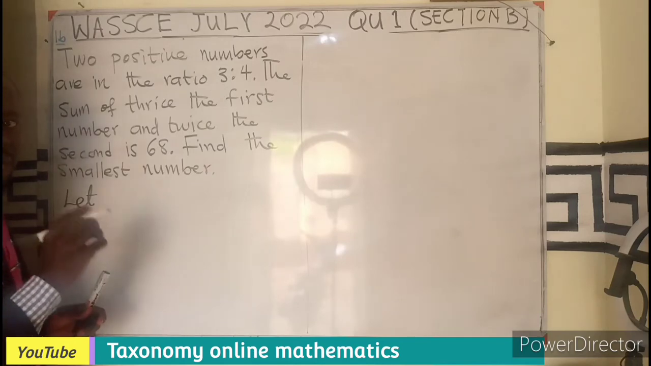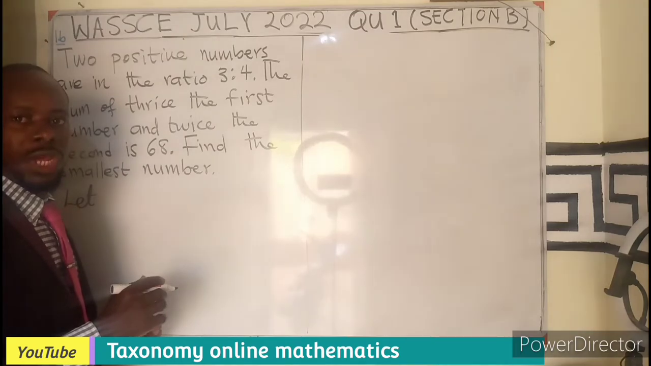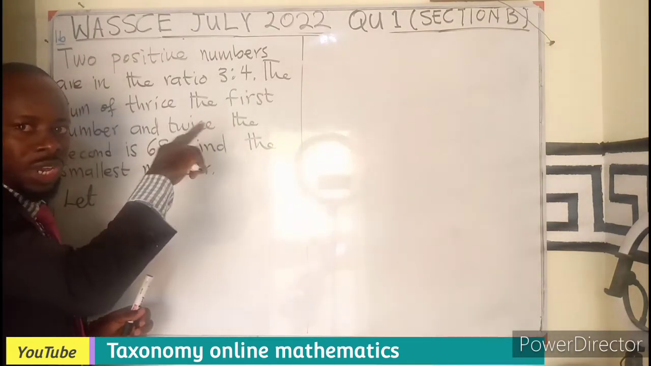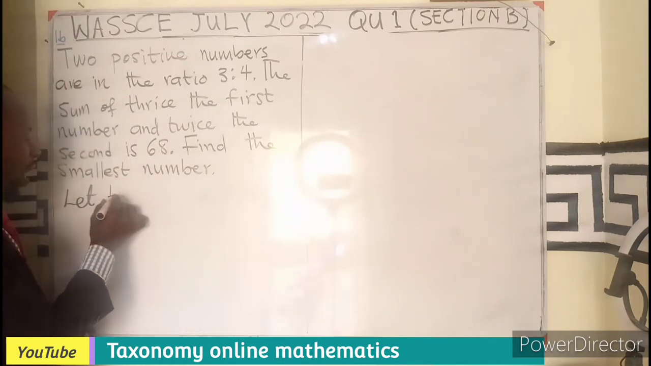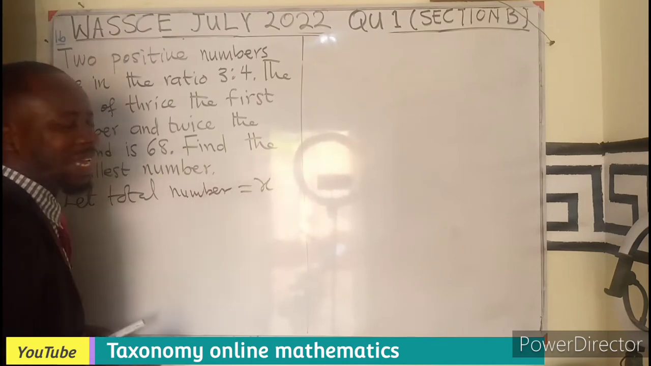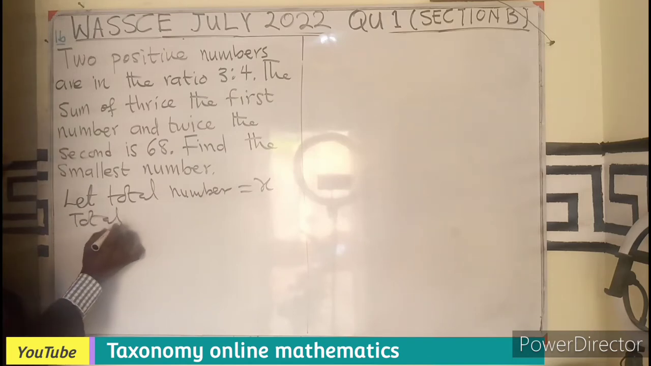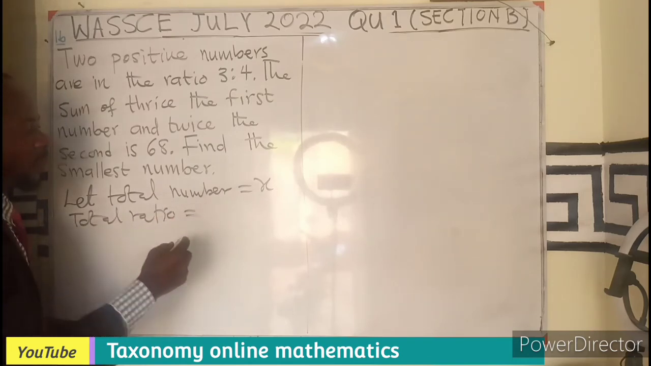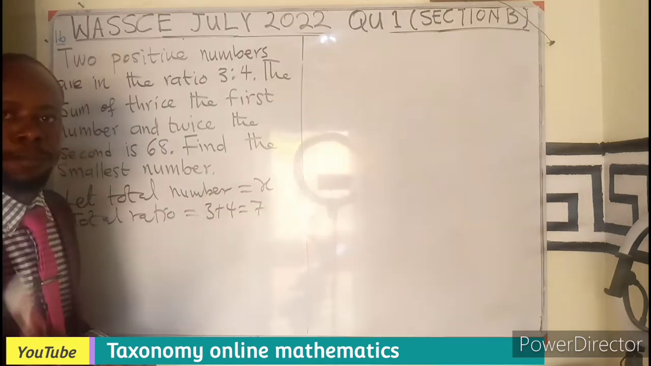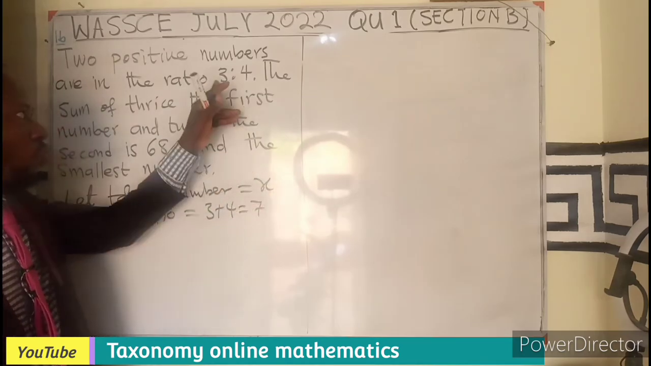the total number, the number that has been reduced to 3:4, it could have been 12:16, that has been reduced down to this simplest form. So let the total number be equals to x. Then we need to find the total ratio. The total ratio is the addition of 3 plus 4, which will give us 7.